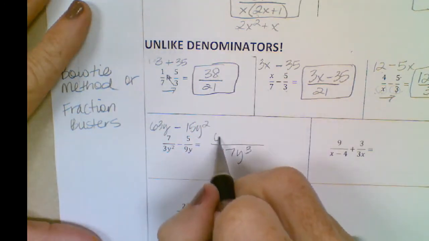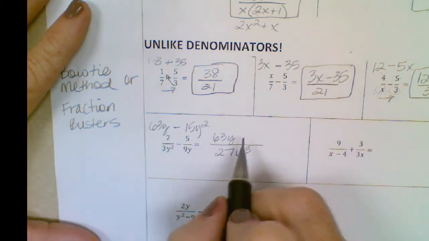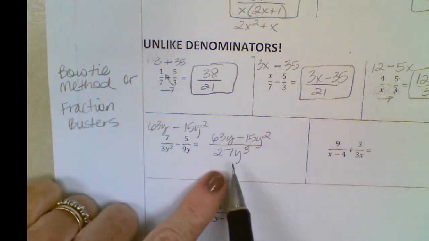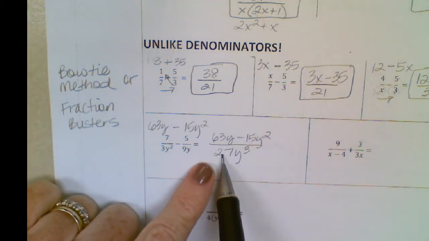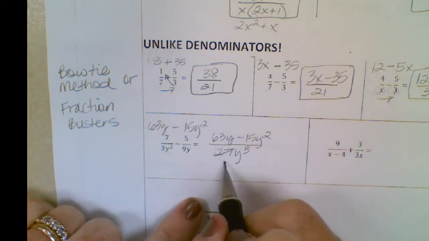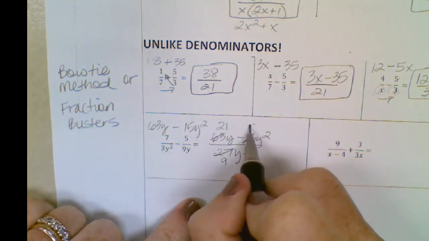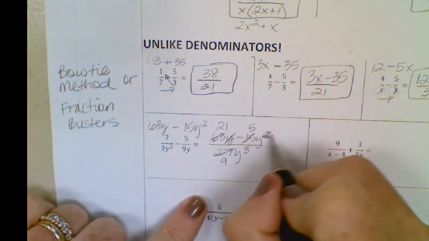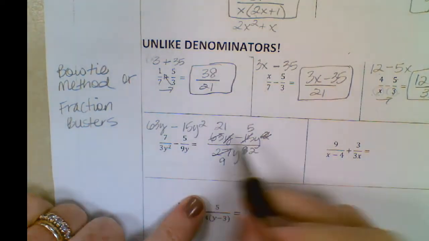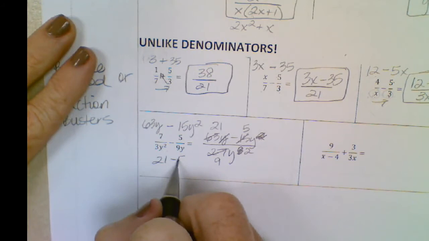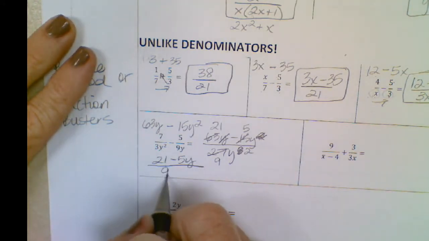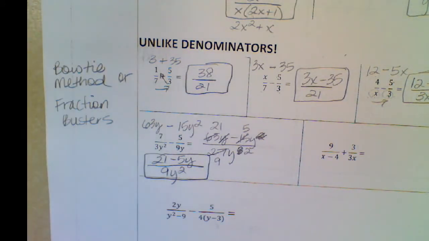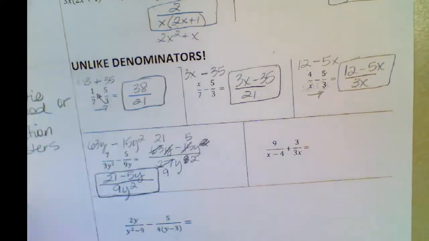So here's a perfect example. We've got 63y minus 15y squared. Now there are definitely things that we can cancel out here. So if I'm looking at my 63, 15, and 27, I know that 3 goes into each one of those. So I'll go ahead and simplify those. That's fine. I also know that I've got a y occurring in every term, so I can cancel out a y. So what I have left is 21 minus 5y over 9y squared. So even with something more complex, it still works for bow tie method.